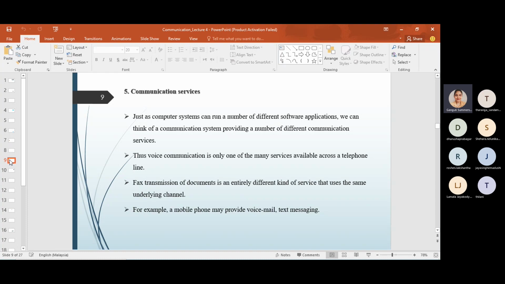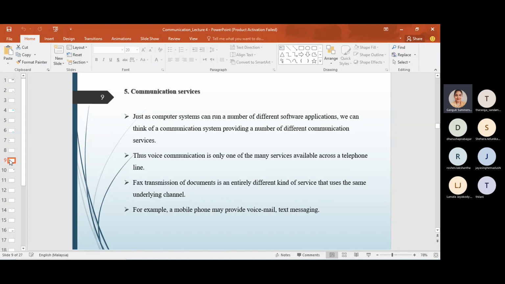Okay, but if you take a mobile phone for example, in the mobile phone we have all these services. We have voice communication, we have text messaging, we have video calling. Likewise we have all these services in a mobile phone. So that's why I said in some communication devices we have only one communication service.